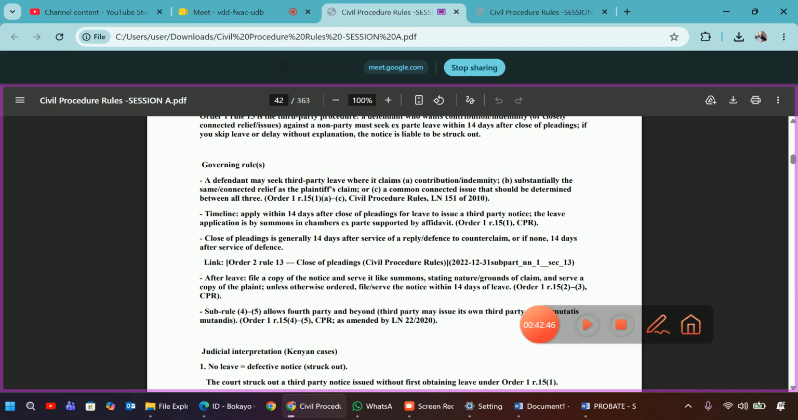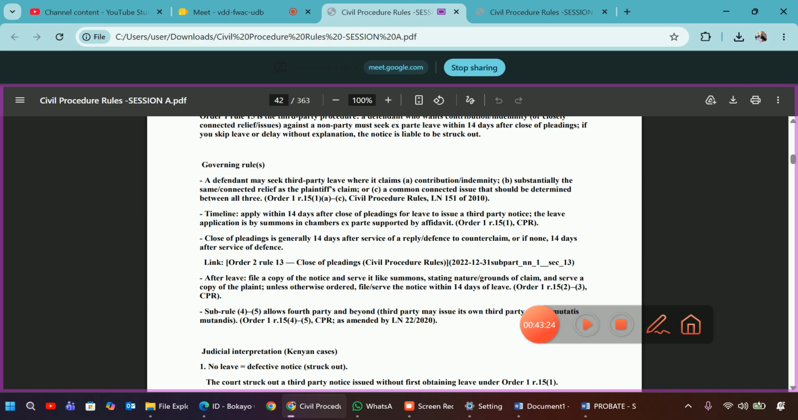So the governing rule is that a defendant may seek a third party where it claims: A, contribution or indemnity; B, substantially the same or connected relief as the plaintiff's claim; or C, a common connected issue that should be determined between all three. This is what forms the ground that you will rely upon in your application that is to be drafted. What is the timeline? Apply within 14 days after close of pleadings for leave to issue a third party notice. The leave application is by summons in chambers ex parte supported by affidavit. This is also provided under Rule 15.